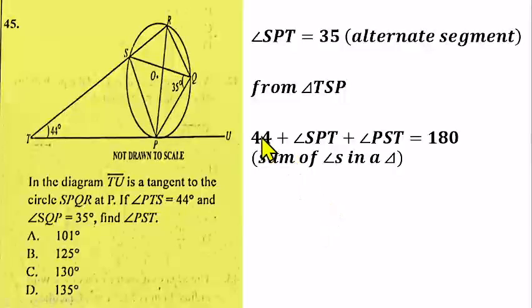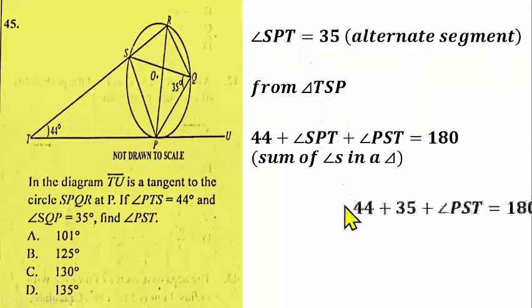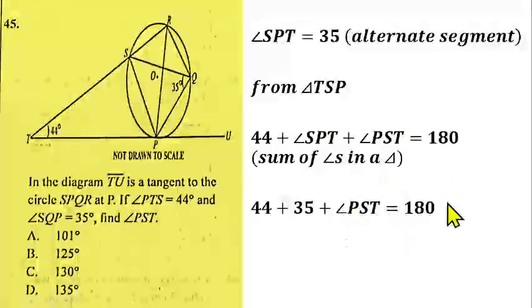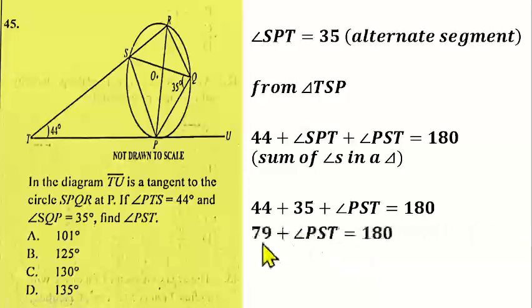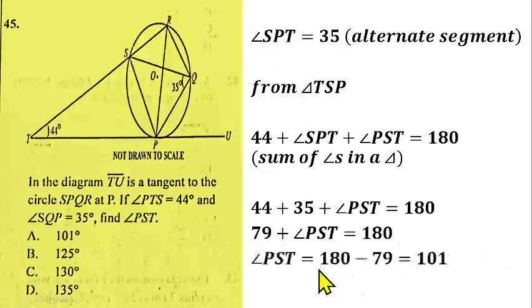So from there we have 44 plus 35 plus angle PST equals 180. That gives us 79 plus angle PST equals 180. Then angle PST equals 180 minus 79, and that gives us 101 degrees, which is option A for question number 45.